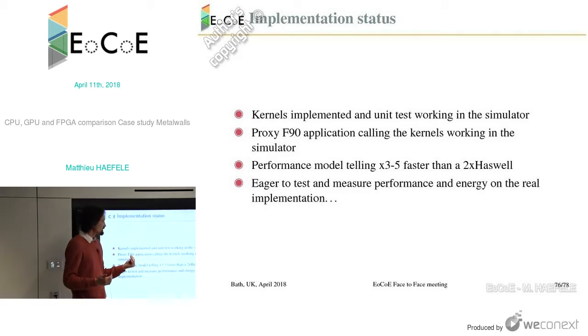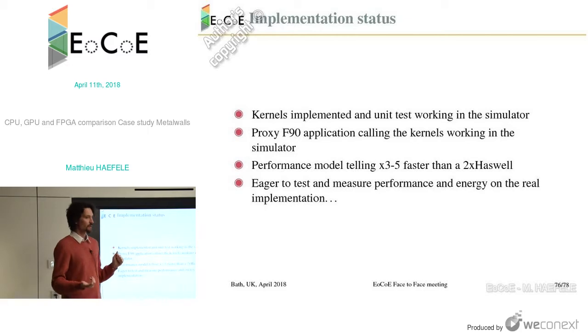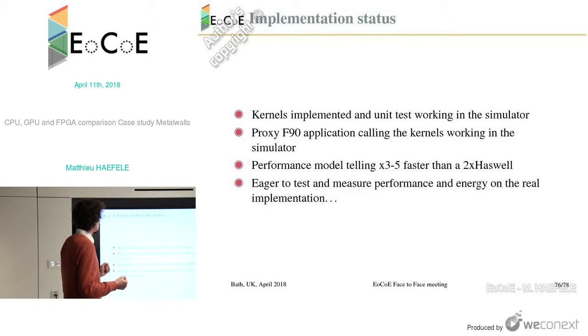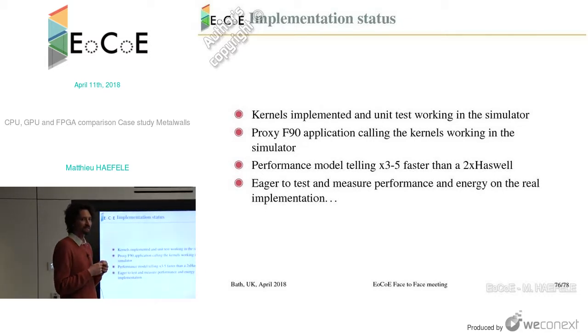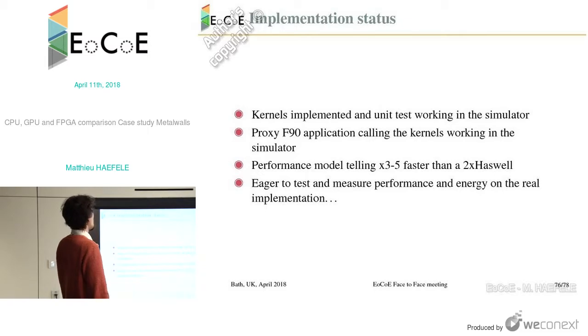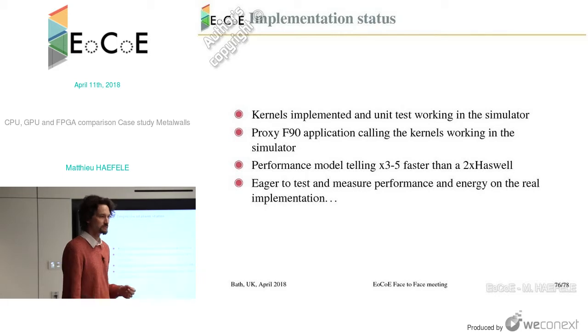And our performance model tells us that running on one single FPGA is between 3 and 5 times faster than a Haswell node, for almost 10 times less energy. So I would say that's promising. That's what our performance model is telling. I'm really eager now to test it for real and to measure and see what comes out.